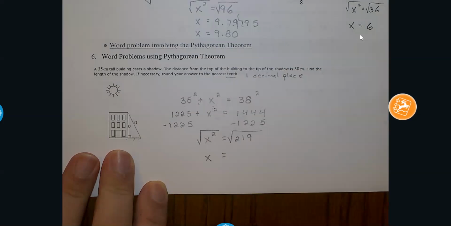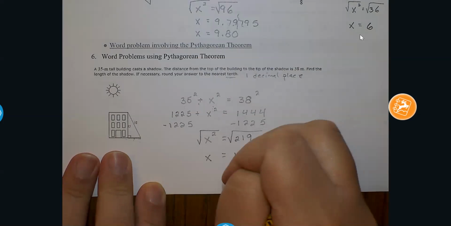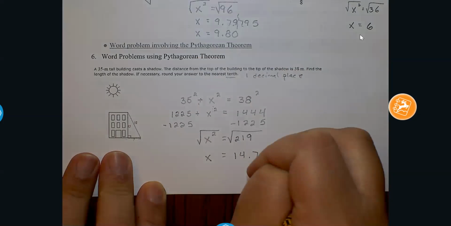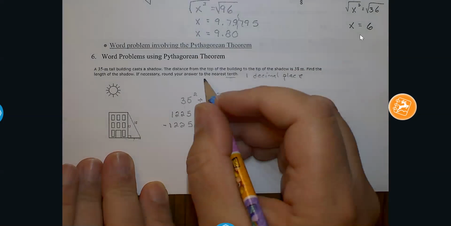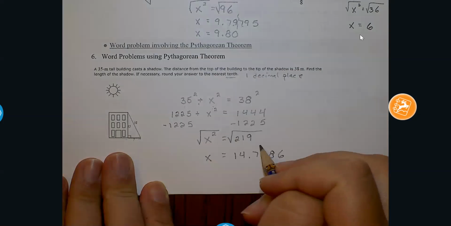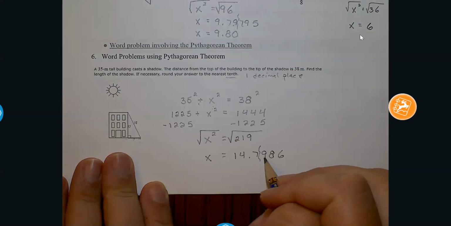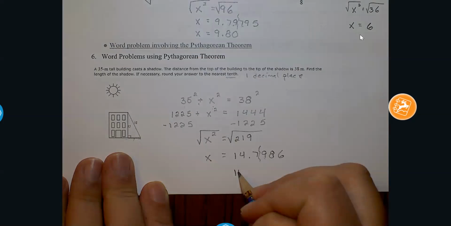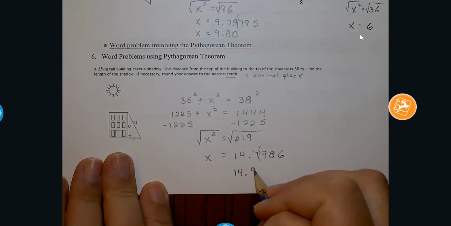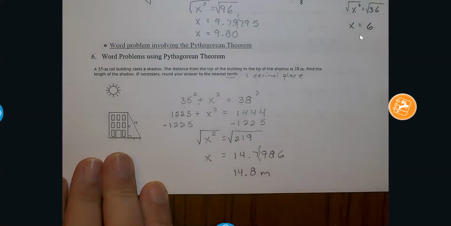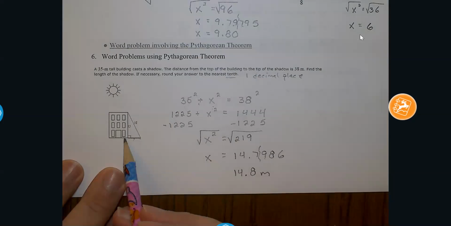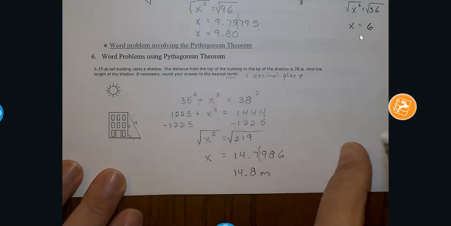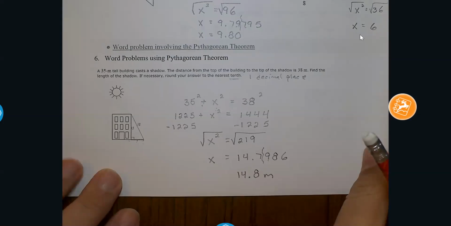So to take the square root of 219, I would get 14.7986. Boom, boom, boom. But it only wants it rounded to the nearest tenth, so 1 decimal place. Our second decimal place is 5 or above, all right, it's 9. So we would say the answer would be 14.8 meters, okay? So 14.8 meters would be the length of that shadow. All right, let's move on to the next word problem.